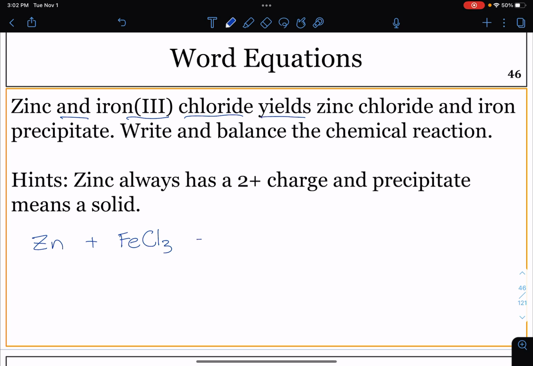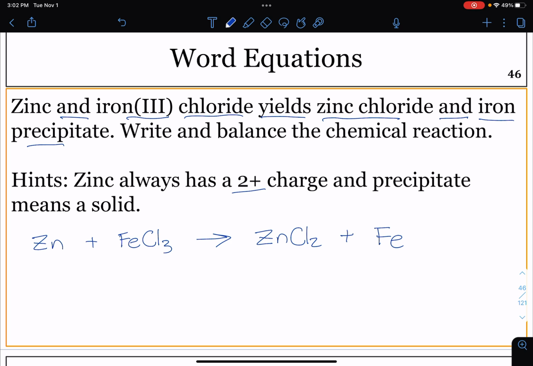Then the word yields tells us to write our arrow, and it yields zinc chloride. From the hint, we know that zinc always has a 2+ charge. Therefore, we know we're going to need 2 chlorines in order to make a neutral compound because each chlorine is just a -1. And, is our plus sign, iron precipitate. So that just means you have iron by itself. It is iron solid.